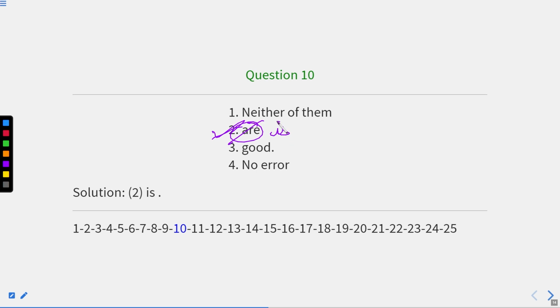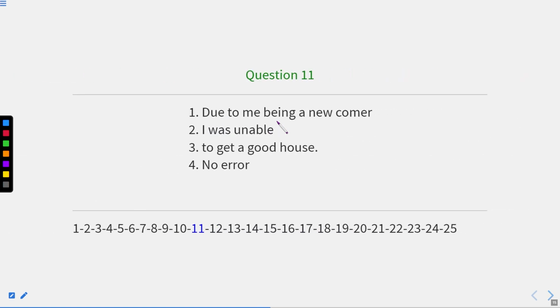Now let us move to question number 11. Due to me being a newcomer, I was unable to get a good house. Now in this sentence, you can see "being" is a gerund before which we should use "my", not "me". So: due to my being a newcomer, I was unable to get a good house.